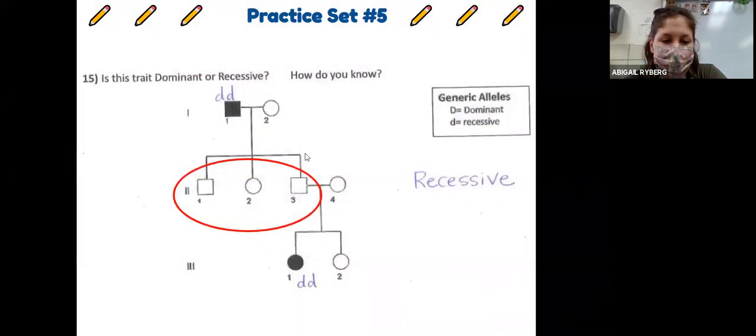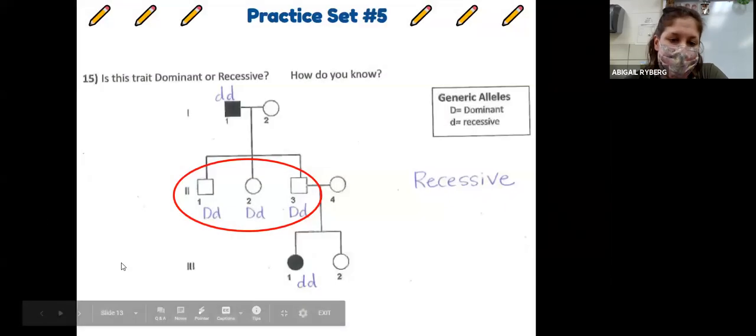Okay, now let's see if we can figure out their three children. So we know that they don't have this trait, so they have to have a big D. And the only thing that they can get from dad is a little d. So we know that all three children have to be big D, little d.